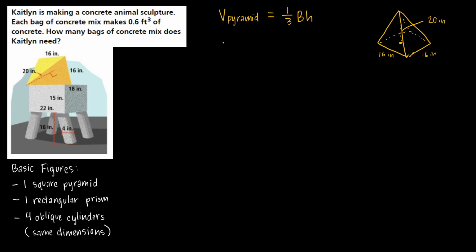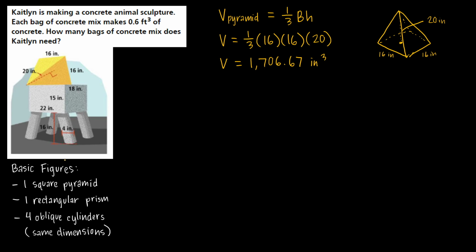So we are going to find that volume. I know that the area of the base of this pyramid is length times width, and that's 16 times 16, and the height is 20. When I calculate this, I get the volume to be about 1,706.67 cubic inches. So we found the volume of the head of that figure.